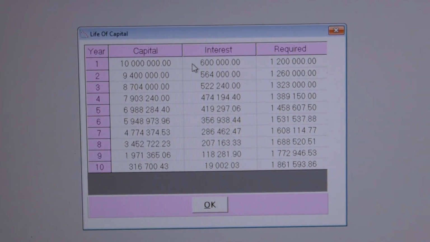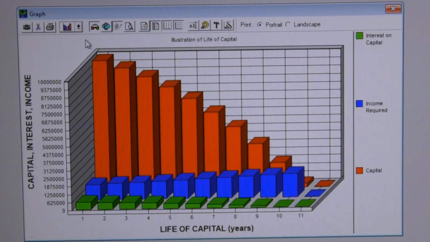The graph illustrates this as well. These graphs have their own toolbar where you can change the style of the graph, you can rotate the graphs, or even cut and paste the graph as a picture into other Windows software such as Word or Outlook, etc.